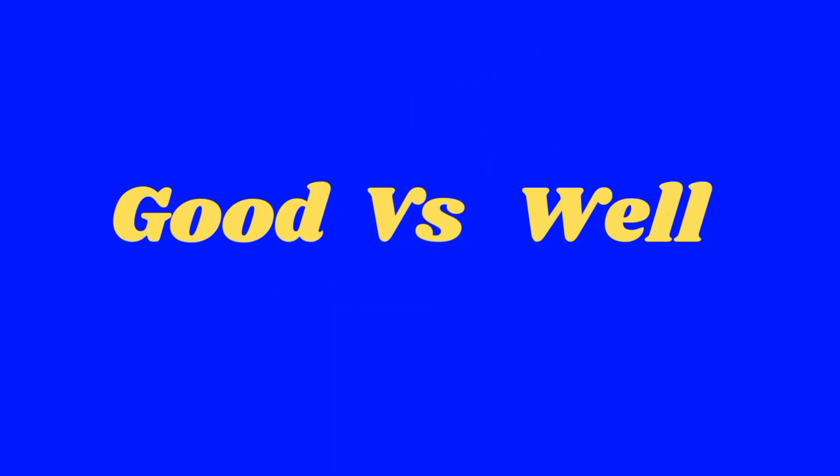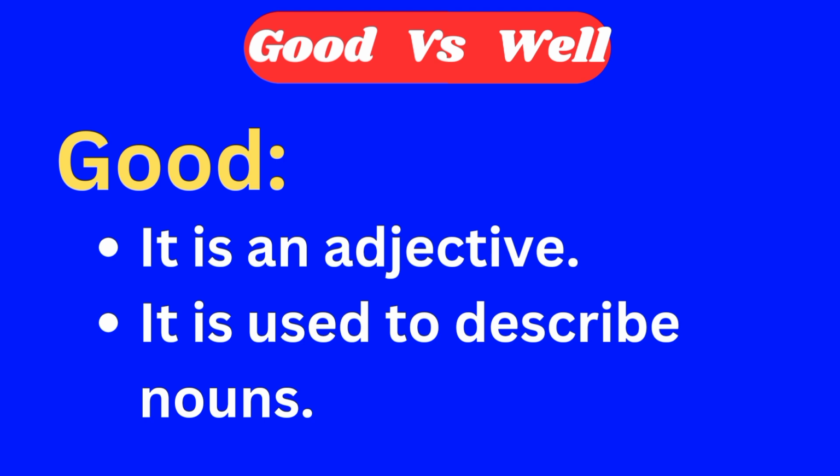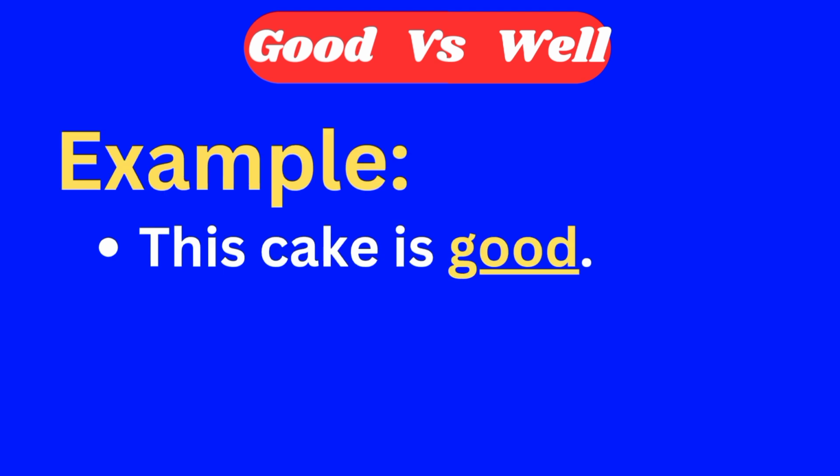Good versus well. Good. It is an adjective and it is used to describe nouns. For example, this cake is good. You can see here good describes a noun which is cake, that is how the taste of this cake is.